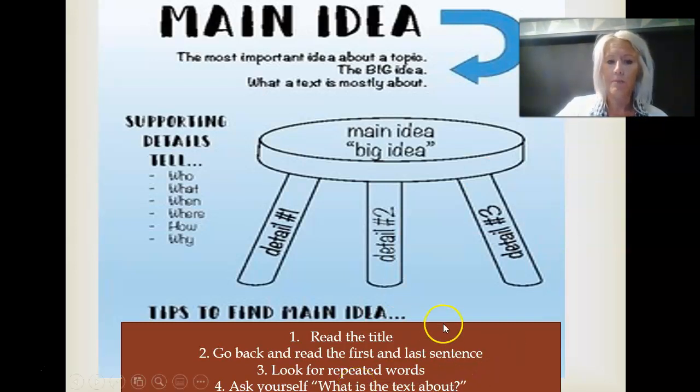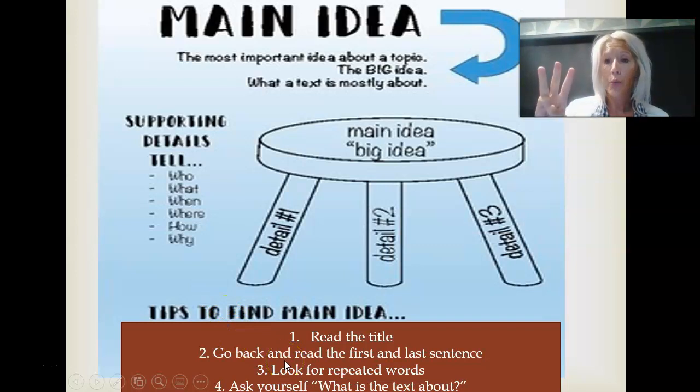Let's talk about some tips to find the main idea. I have them down here. Number 1, you can always read the title. Remember, good readers always read the title first. The title might give you a clue about what the passage is going to be mostly about. What is the main idea? Number 2, go back and read the first and last sentences. Remember, this is kind of a tip and trick. It's not always going to be that way. You're not always going to find that main idea in that first sentence or that last sentence. You might have to do a little detective digging.